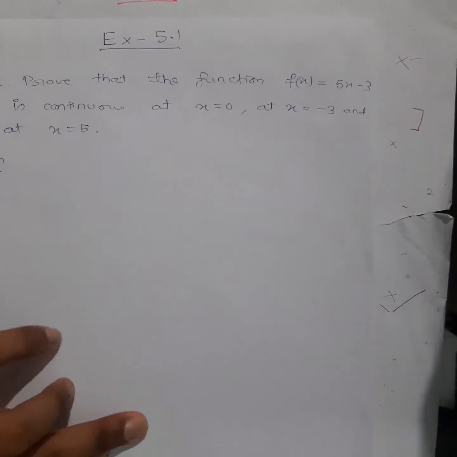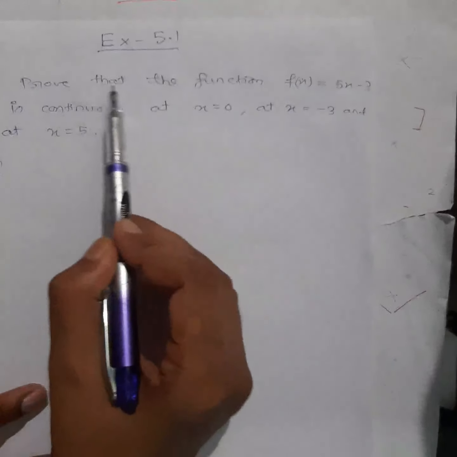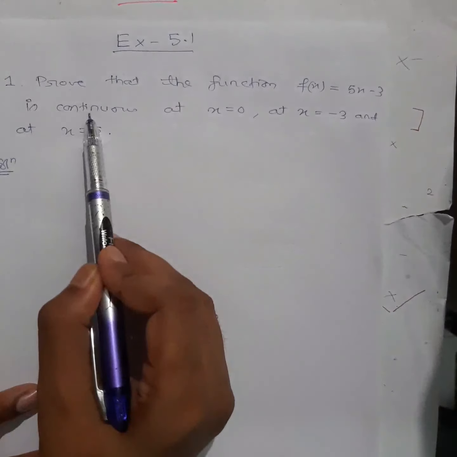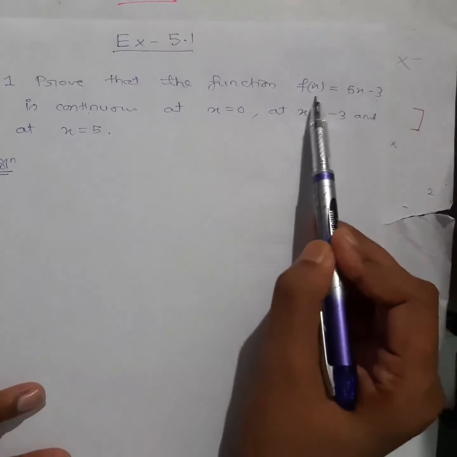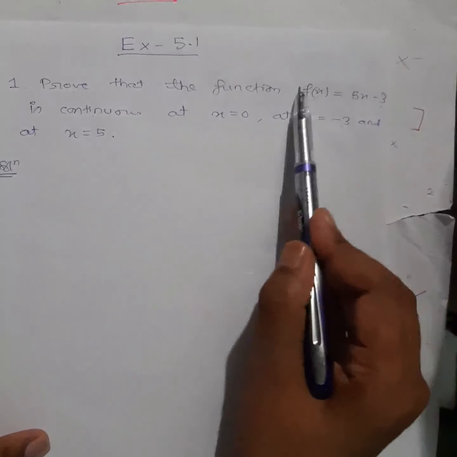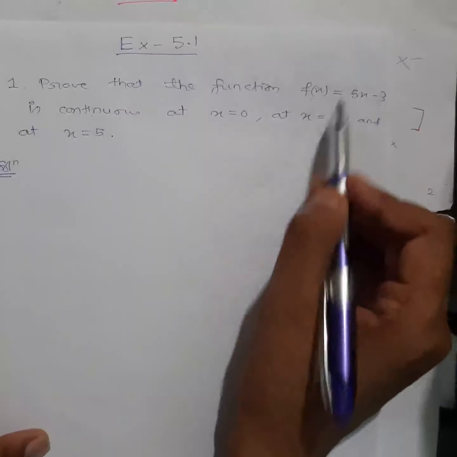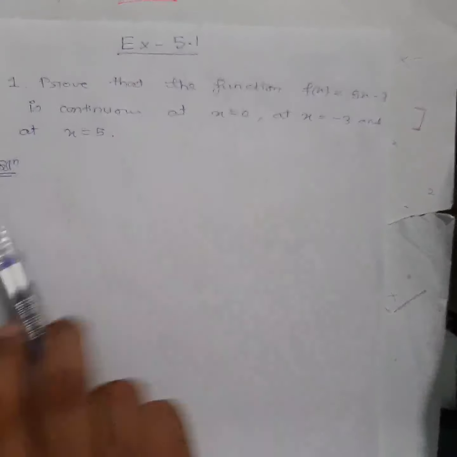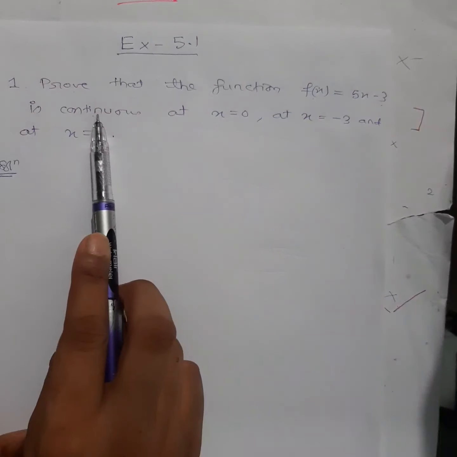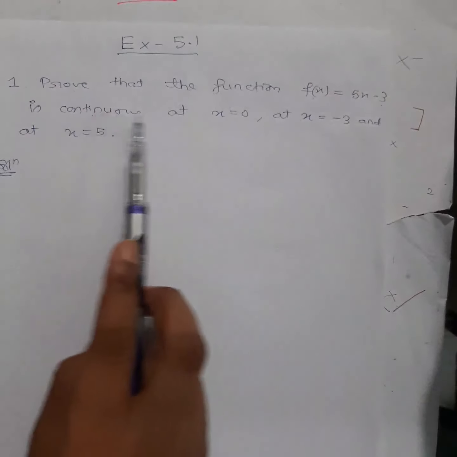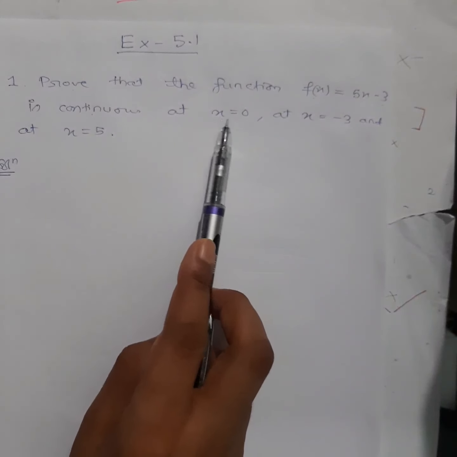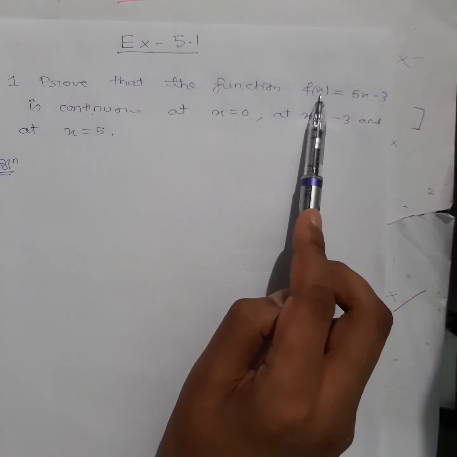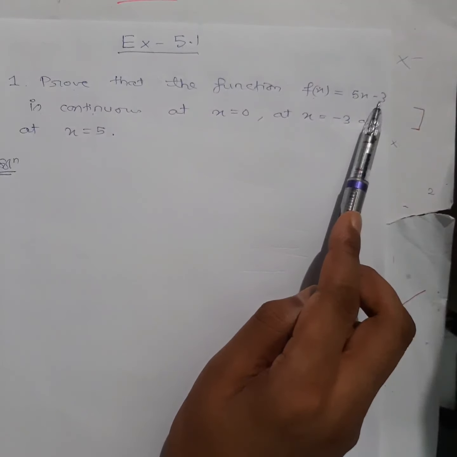So see, first question, what it says: prove that the function f(x) equal to 5x minus 3 is continuous. So I have to show this function is continuous. Continuous means its graph should not break, so I can easily draw the graph of this one, right? Now see, in the question they didn't ask for the whole function. They have just asked you to prove that this function is continuous at x equal to 0 only. So at x equal to 0, what will be f(x)? If you put 0 in place of x, you will get minus 3, right?